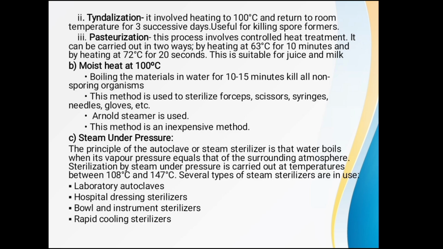Moist heat at 100 degrees Celsius. Boiling the materials in water for 10 to 15 minutes kills all non-sporing organisms. This method is used to sterilize forceps, scissors, syringes, needles, gloves, etc. The Koch or Arnold steamer is used for moist heat at 100 degrees Celsius. This is an inexpensive method.